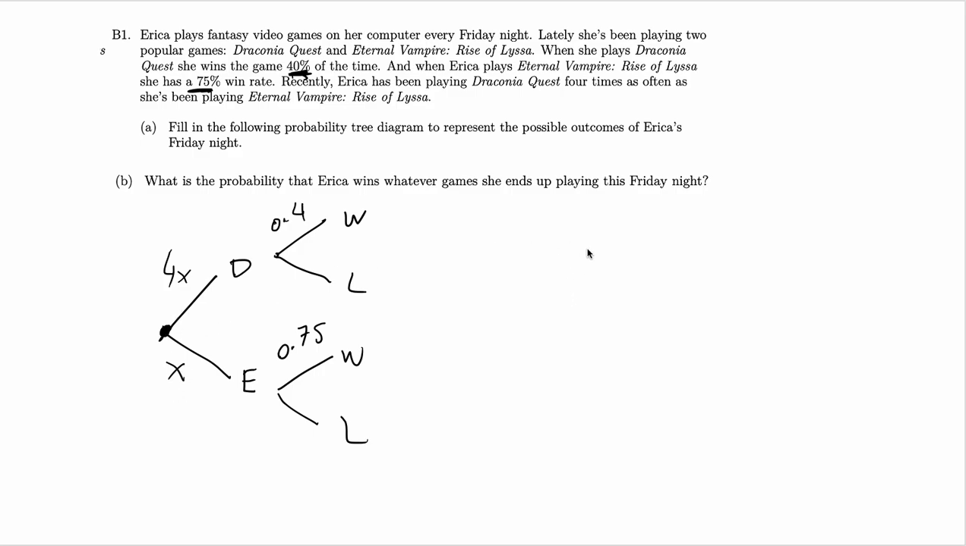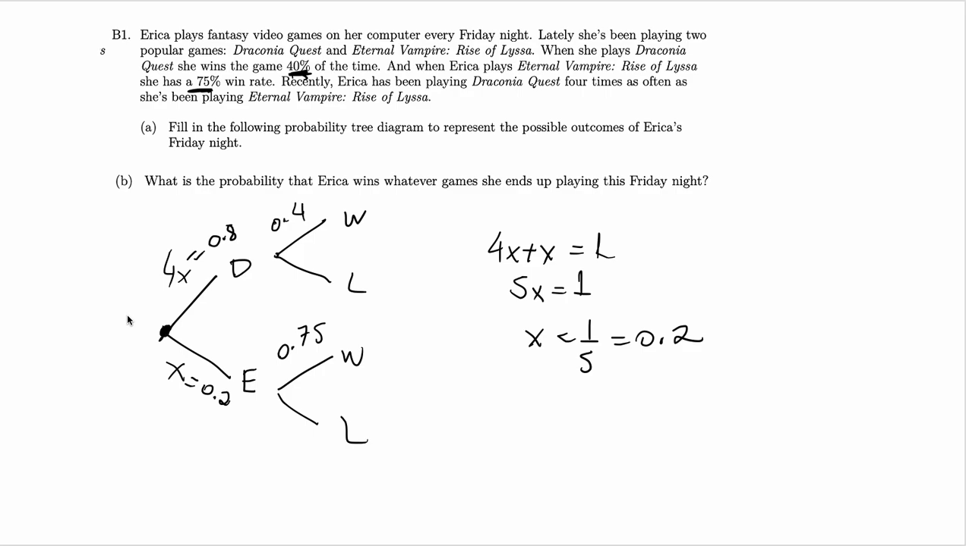So it's kind of hidden. The information is given to you, but it's hidden because we know that 4X plus X needs to be equal to 1. So 5X is 1, X is 1 over 5, which is 0.2. In the end of the day, this X is 0.2 and this is 0.8. Okay?